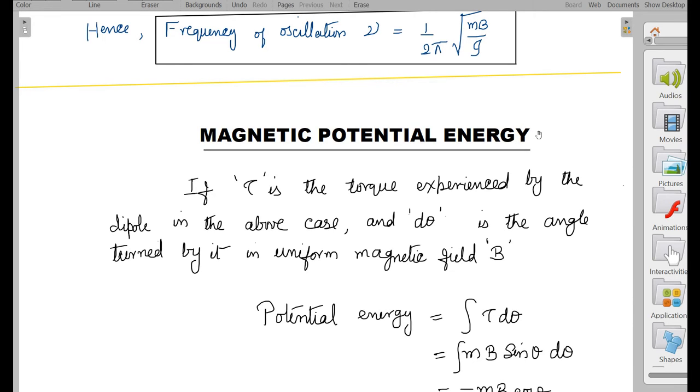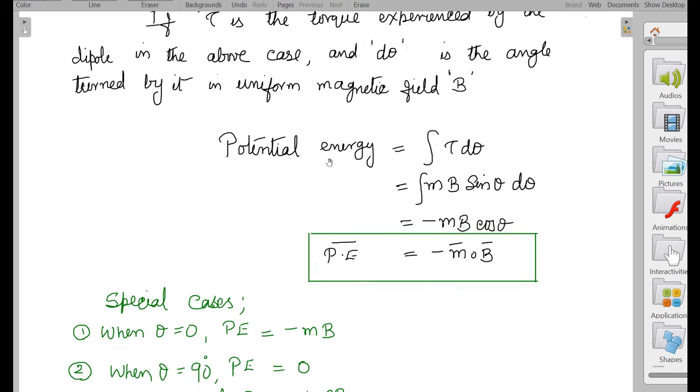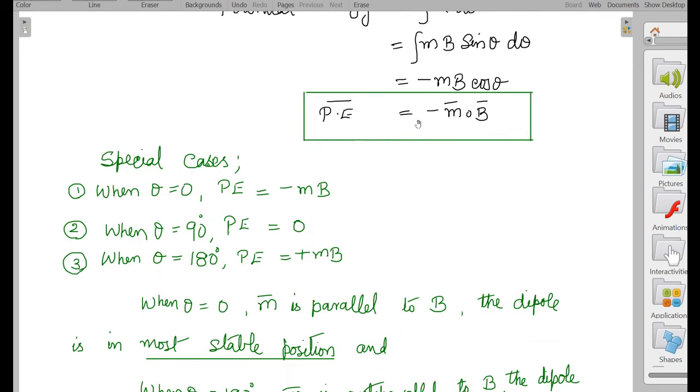Magnetic potential energy. If tau is the torque experienced by the dipole in the above case, and theta is the angle turned by it in uniform magnetic field B, then potential energy is integration of tau d theta, which is integration of mB sin theta into d theta, that is minus mB cos theta. Or we can write potential energy is equal to minus m dot B.